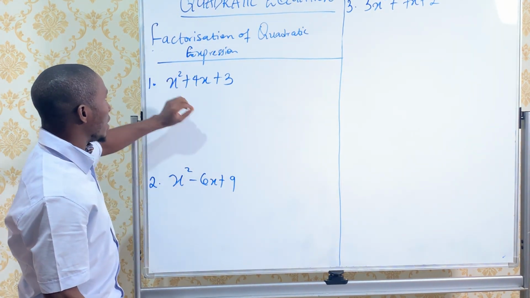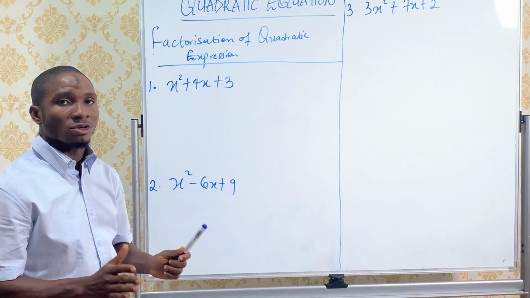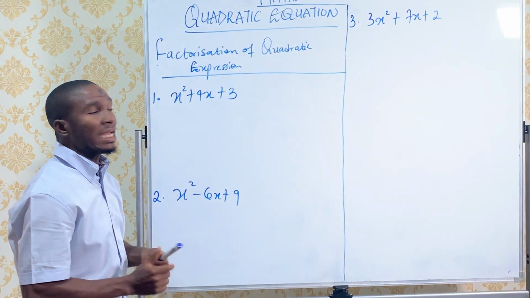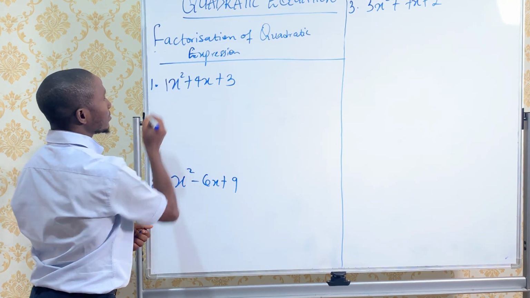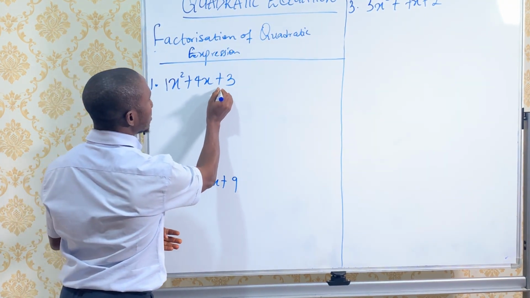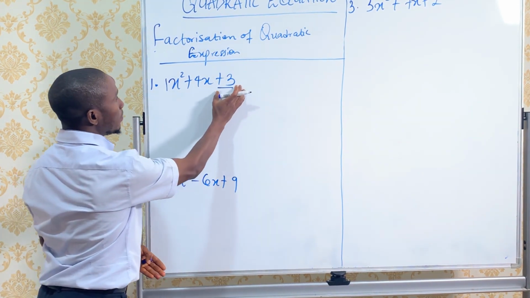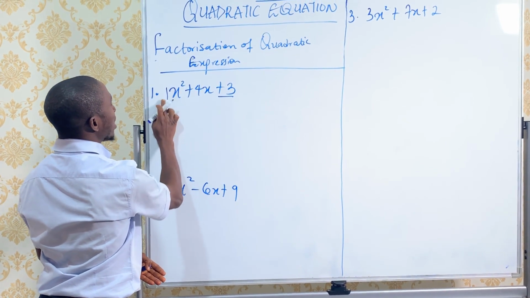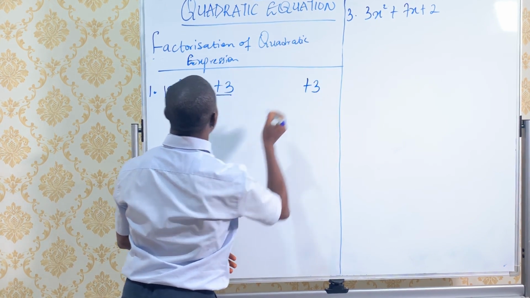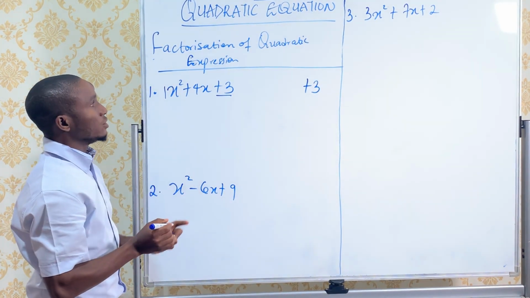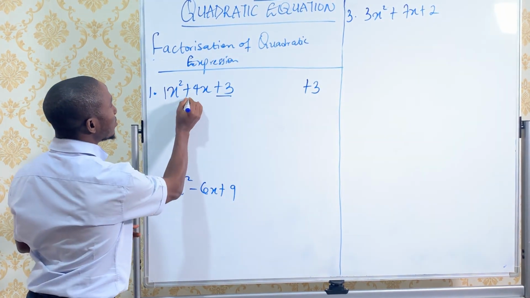We have x squared plus 4x plus 3. Now, this is the general method of factorizing a quadratic expression. What you need to do here is that this x squared has a coefficient. The coefficient is 1. You multiply it with the last constant term, which is plus 3. Plus 3 times 1 will give us plus 3. That's the first thing you do. You multiply the constant with the coefficient here. The second thing is to put down these values, plus 4.